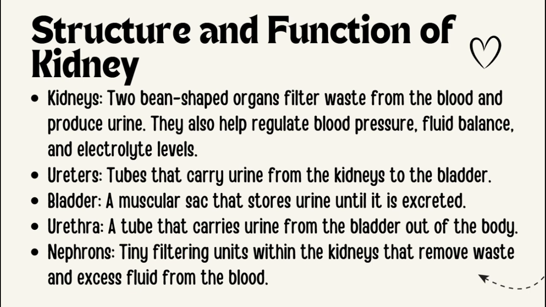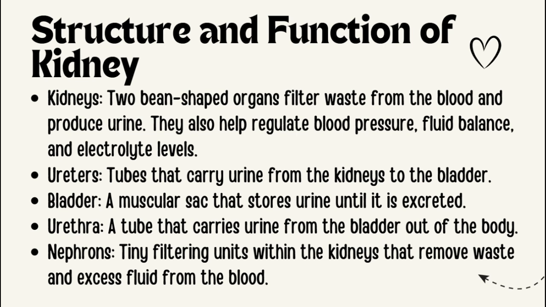Now within the kidneys we have structures called nephrons. Nephrons are tiny filtering units within the kidneys that remove waste and excess fluid from the blood. That's the main thing with the kidney: you have to know about the nephrons inside of the kidney, since they're the ones that actually do the filtering to remove the waste. So it's not just the kidney that removes waste all by itself, it's the nephrons within it that remove the waste and excess fluid from the blood.